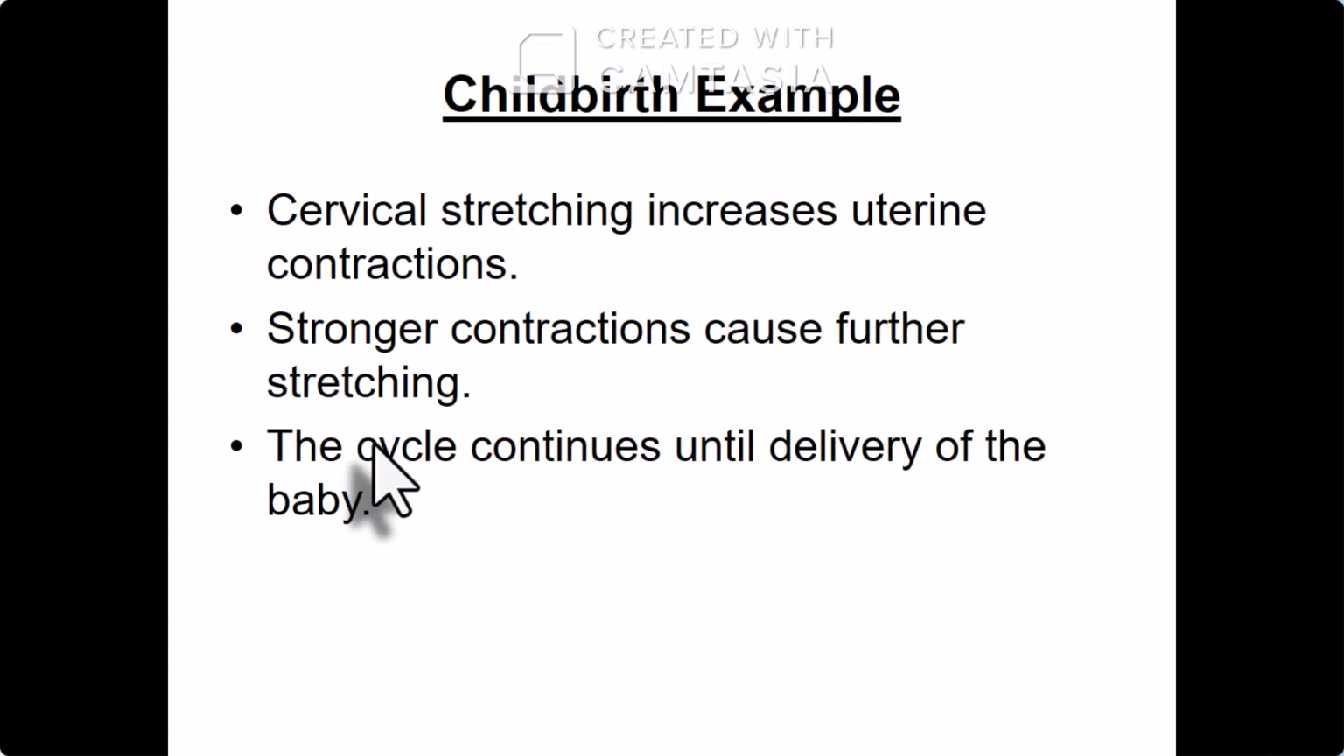Here we have the second example of positive feedback mechanism. Childbirth. During labor, the baby's head stretches the cervix. This stretching stimulates the release of oxytocin. Oxytocin causes stronger uterine contractions. Stronger contractions produce more cervical stretching, and this leads to even more oxytocin release. The cycle continues until the baby is delivered.